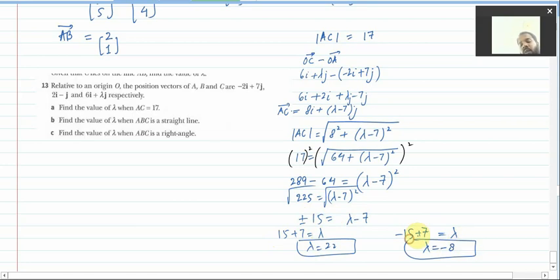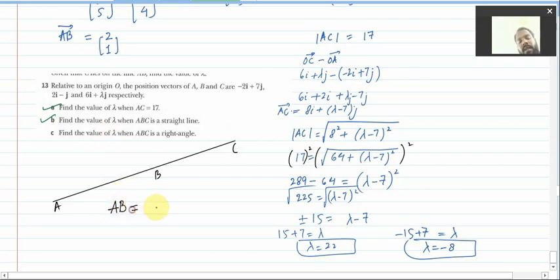These two are the possible values for lambda for your first part. Alright, so first we need to complete the other part B. Find the value of lambda when ABC is a straight line, right? So when ABC is a straight line, I'm just roughly sketching it. That means now we need to apply the concept of a scalar multiple. That means they are a scalar multiple to one another, and we need to find out the value of lambda here.